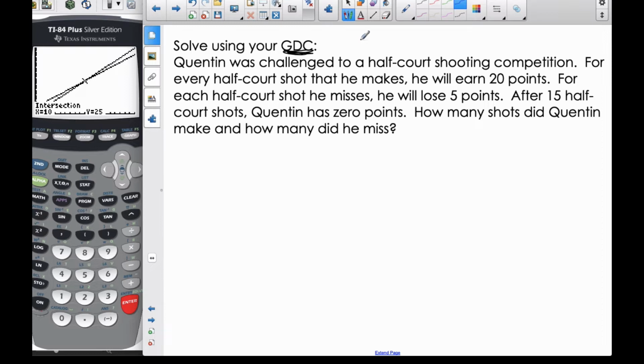Okay, so now that they're back, Quinton was challenged to a half-court shooting competition. For every half-court shot he makes, he earns 20 points. For each half-court shot he misses, he loses 5. After 15 half-court shots, Quinton has 0 points in total. So how many shots did Quinton make, and how many did he miss?